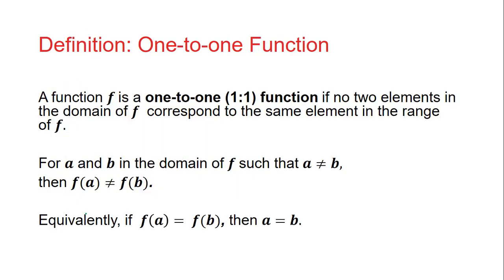So the mathematical definition is that a function f is a one-to-one function if no two elements in the domain of f correspond to the same element in the range of f. Does that make sense to you? So no two x values, right? No two elements in the domain, so no two x values can have the same output value.